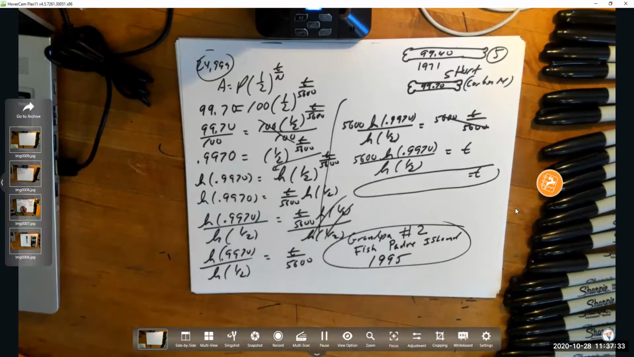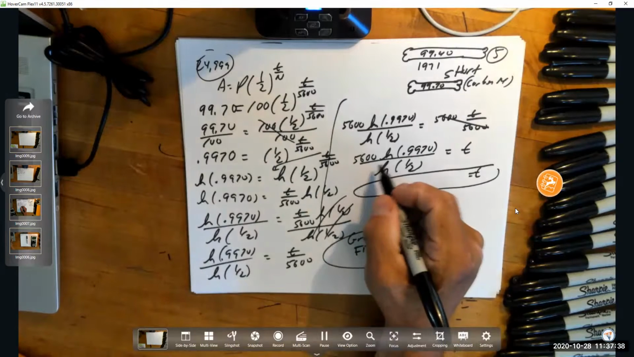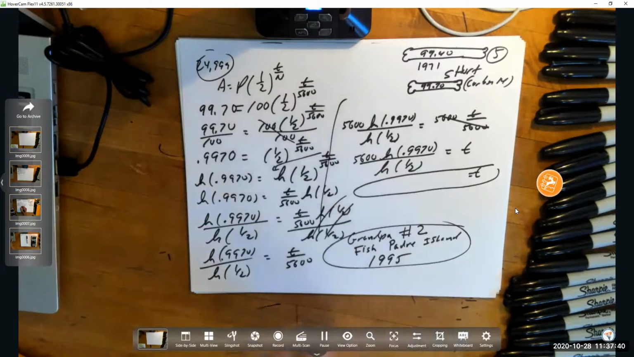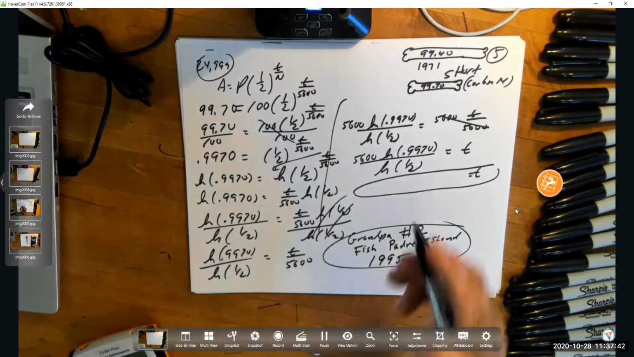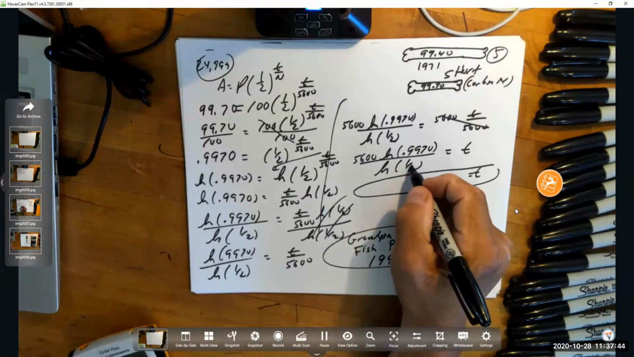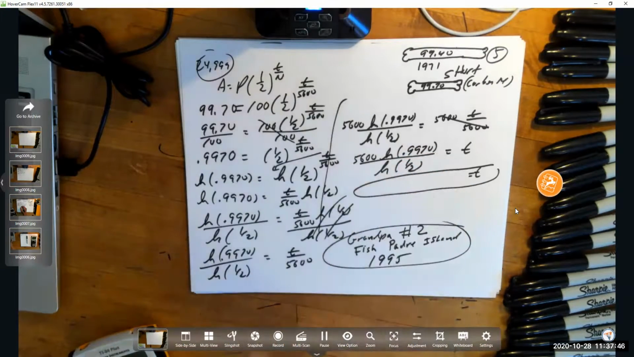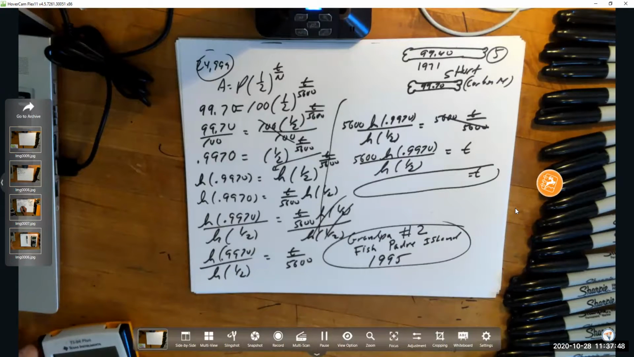I don't know. But anyway, in the calculator, 5600 times ln of 0.9970 divided by ln of 1/2. Do all the stuff in the calculator, and let me do it on my machine also. Times ln.